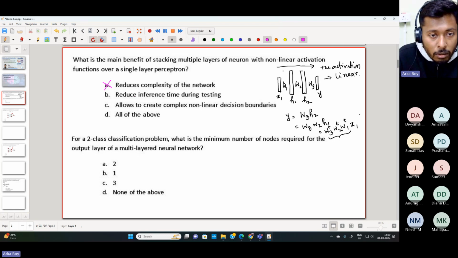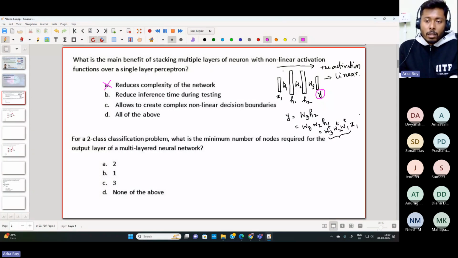Now, the second option is that it reduces inference time during testing. Let us consider you have trained a multi-layer perceptron model. At the time of testing, you need to get Y. If the number of hidden layers has increased, you need more multiplication and addition operations. Here I have considered only multiplication, with no bias, since the bias term adds an addition operation as well. So let us consider there is no bias, and the operations are like this.